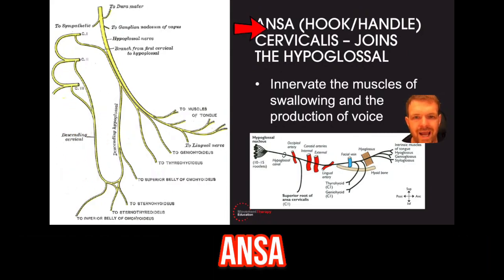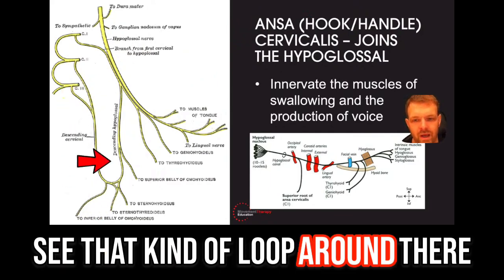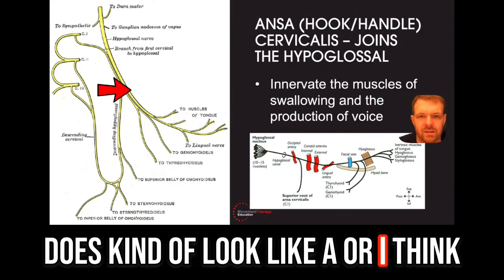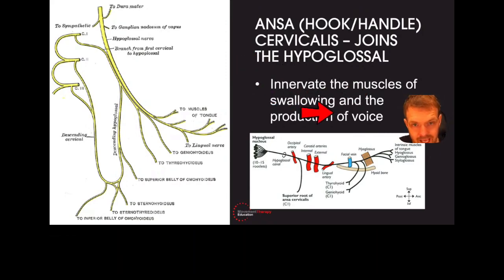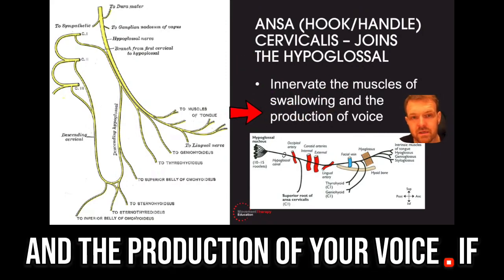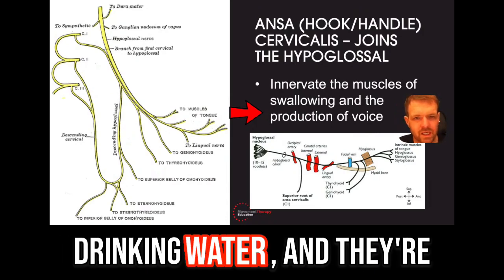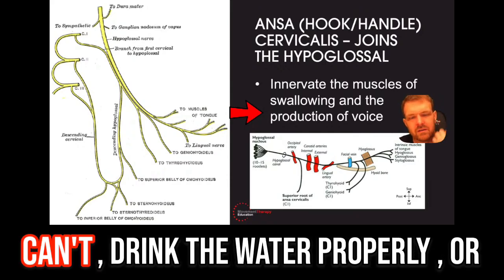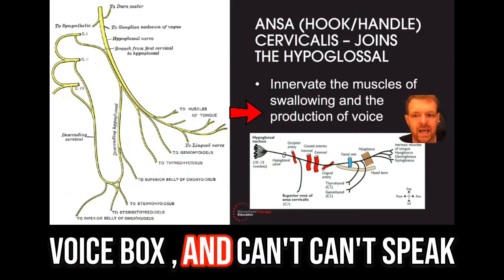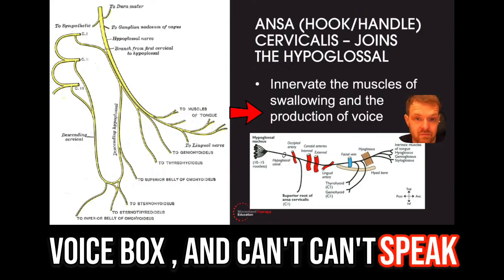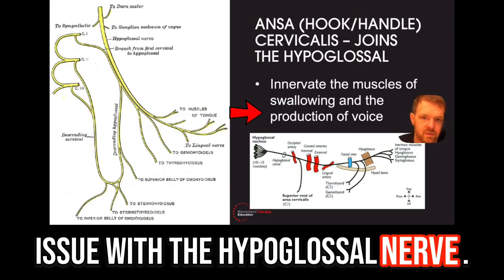So ansa means a hook or a handle. You can see that loop around there does look like, I think, more of a handle than a hook. It innervates the muscles of swallowing and the production of your voice. So if someone's coming in and they're having problems drinking water, and they're coughing, spluttering because they can't drink the water properly, or they've got a problem with their voice box and can't speak very well, then there may be an issue with the hypoglossal nerve.